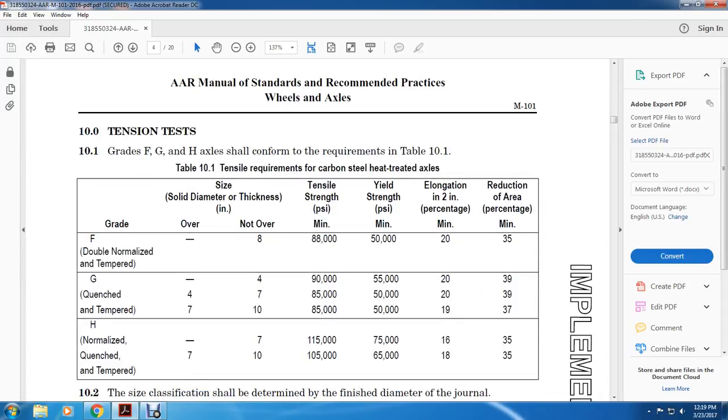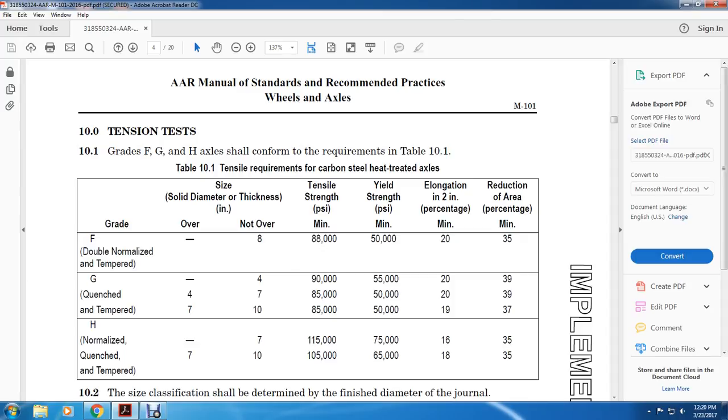10. Tension test. Grade F, G, and H axles shall conform with the requirements of Table 10.1. Tensile requirements for the carbon steel heat treated axles. Grade F, double normalized, size not over 8 inches, tensile strength 88,000 psi minimum, yield strength 50,000 psi, elongation in 2 inches minimum 20%, reduction of area 35%. Grade G, quenched and tempered, sizes not over 4 inches, 90,000, 55,000 yield strength, elongation in 2 inches 28%, 39% reduction of area.